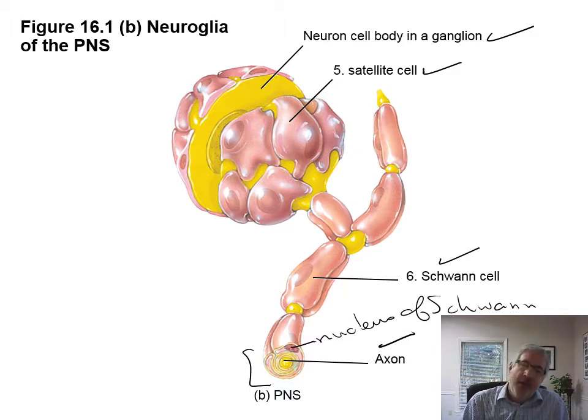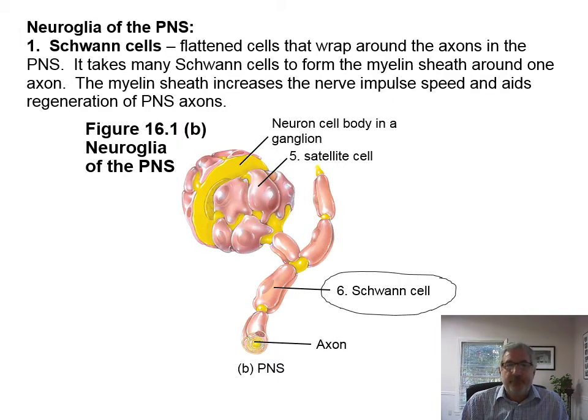Okay, so next slide. It's just zoomed out a little bit. So the myelin sheath's purpose is to increase the nerve impulse speed and also aid the regeneration of peripheral nervous system axons. So if you sever an axon in the peripheral nervous system, it can actually regenerate, and the myelin sheath and the Schwann cells will help it regenerate. Central nervous system cells don't tend to regenerate. Peripheral nervous system ones can. It doesn't mean that if they regenerate, they will have the same function or touch the same things they used to, but it is possible for them to regenerate.